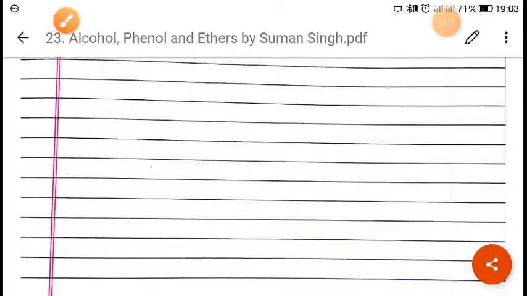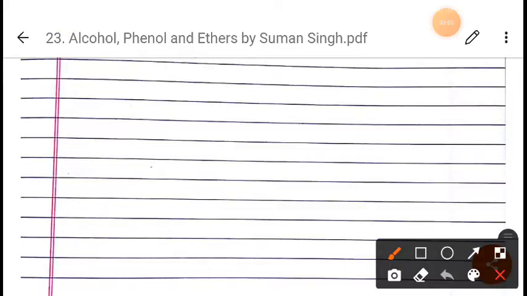Now again, in the IUPAC system all the substituted phenols are named as derivatives of phenol, and the position of the substituent with respect to OH is indicated by Arabic numerals, with the carbon carrying the OH group being numbered as 1, right? So we will see examples one by one.